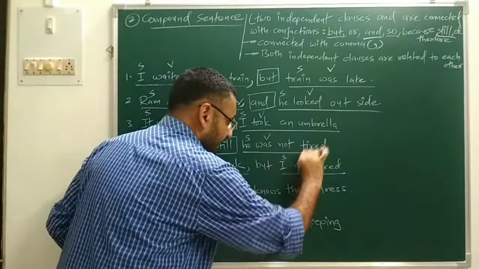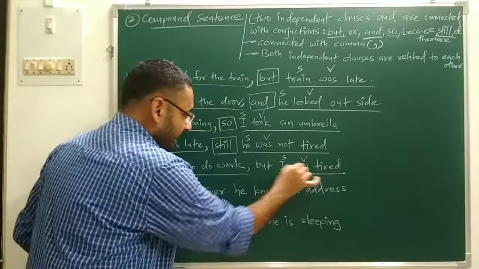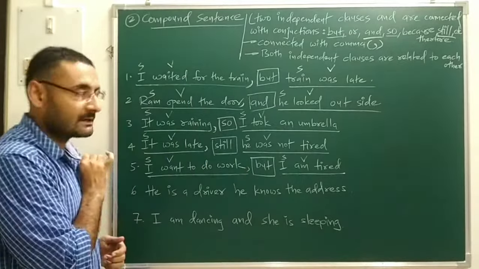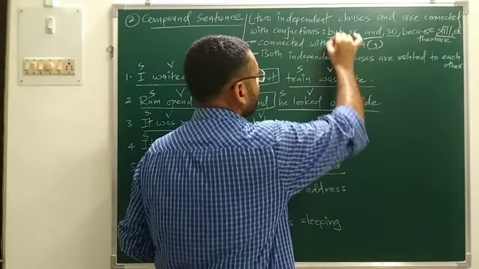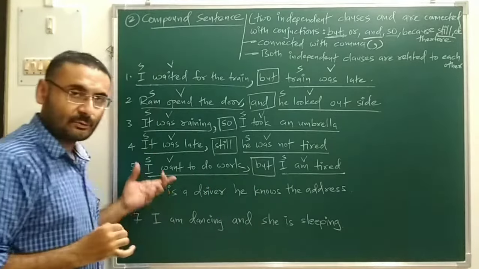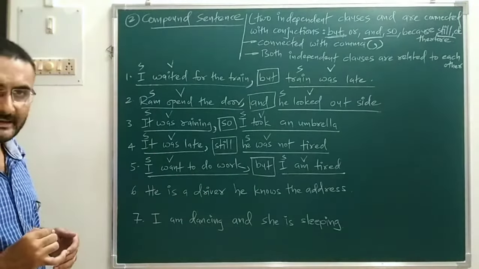I is the subject, am is the verb, and the two independent clauses are connected with what? With one conjunction, but. So that is given also connected with a comma, so this sentence is also a compound sentence.